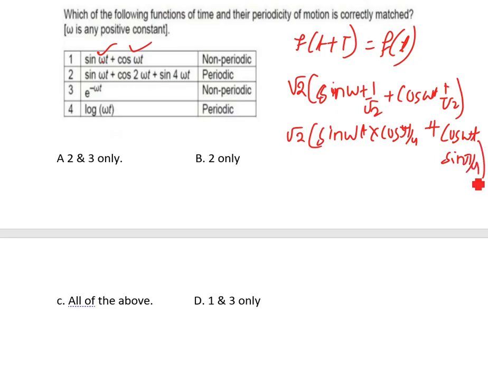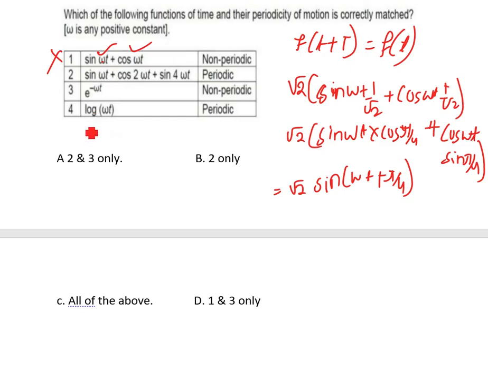So its formula is root 2 times sin(a plus b), which is sin a cos b plus cos a sin b. It is root 2 sin(ωt plus π/4). So this will become a periodic function with period 2π by 4ω. So it is a periodic function. So the first one is wrong, since it is a periodic function.